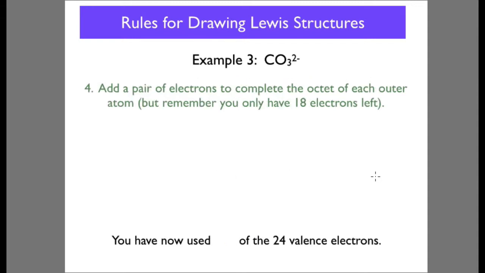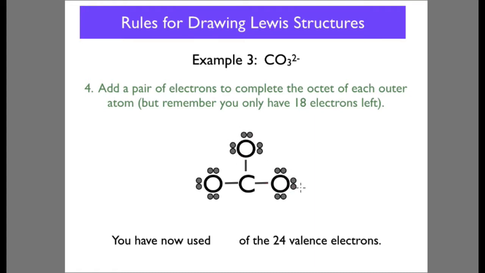We're going to add a pair of electrons to complete the octet of each outer atom. And remember that we've got 18 electrons left. Okay. So this oxygen now has 8. This oxygen has 8. This oxygen, 1, 2, 3, 4, 5, 6, 7, 8, has 8. Fantastic. So we've used 24 of the 24 valence electrons.